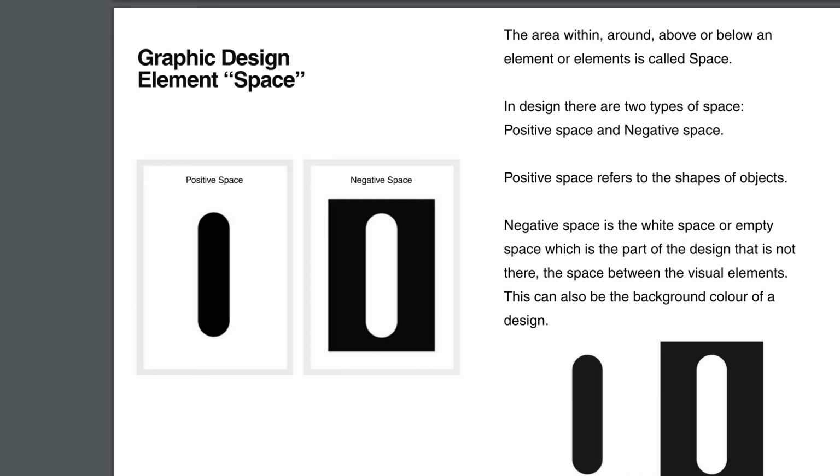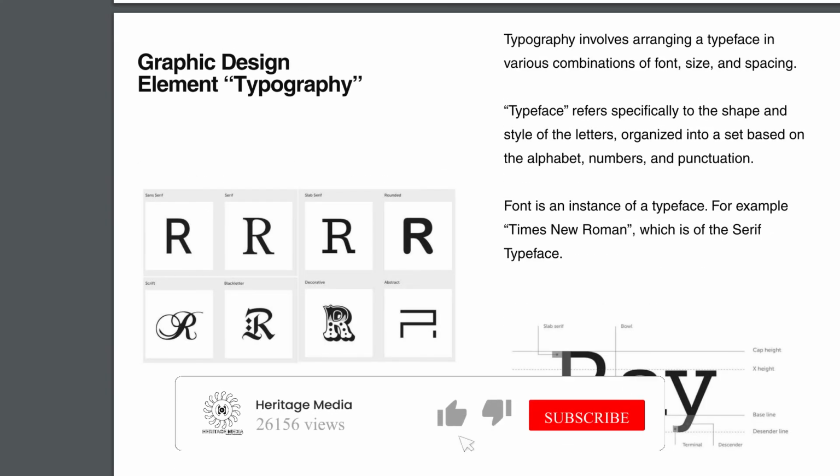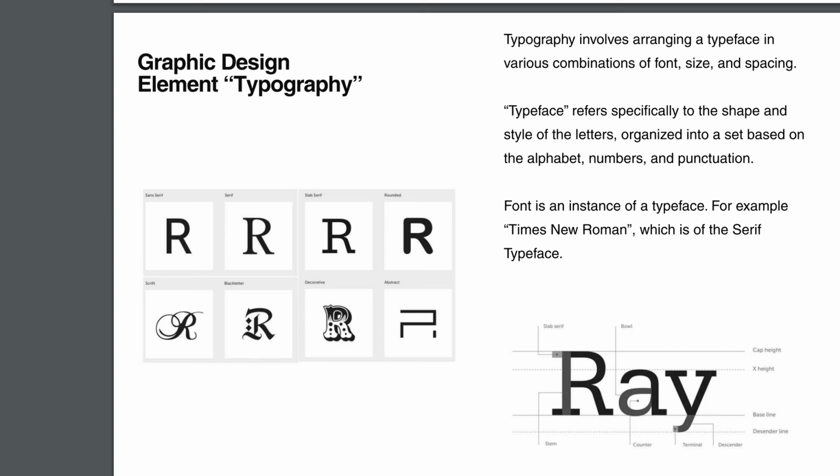Negative space is the white space or empty space, which is the part of the design that is not there. Positive space refers to the shapes of objects, the space between the visual elements. This can also be the background color of the design. Then the last one is typography. Typography involves arranging a typeface in various combinations of font size and spacing.